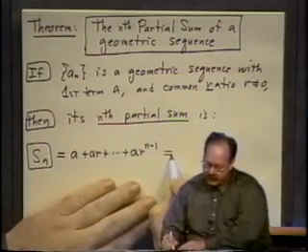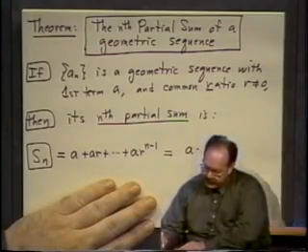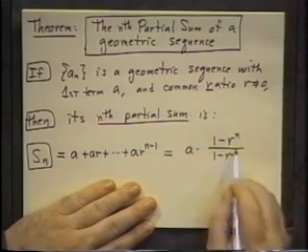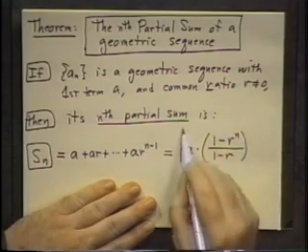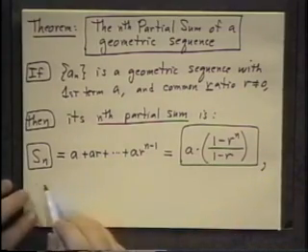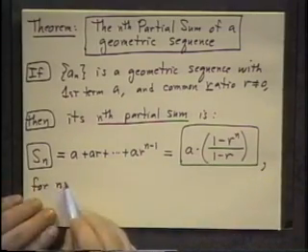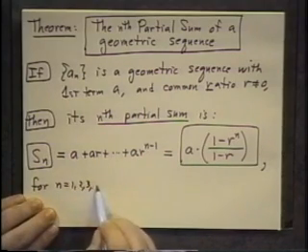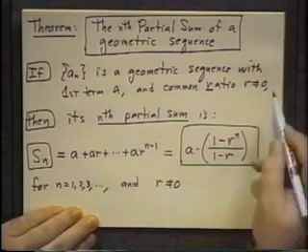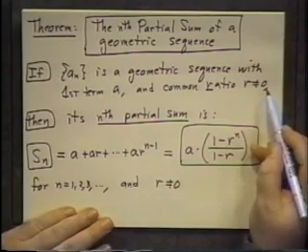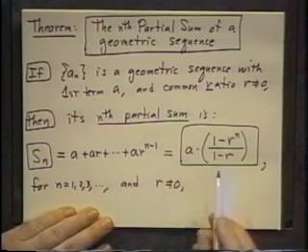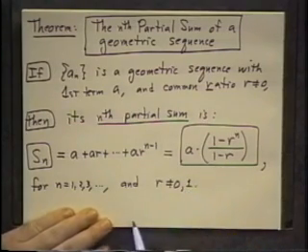And the formula, which I will prove in a moment, is a times the fraction 1 minus r to the n over 1 minus r. So there is the formula for the nth partial sum. And this works for all n, 1, 2, 3, etc. And r, which of course is non-zero by the above and by the definition of a geometric sequence, but also you note that since I'm dividing by 1 minus r, I have to eliminate 1 from this.